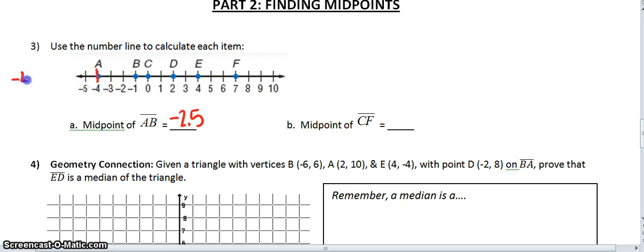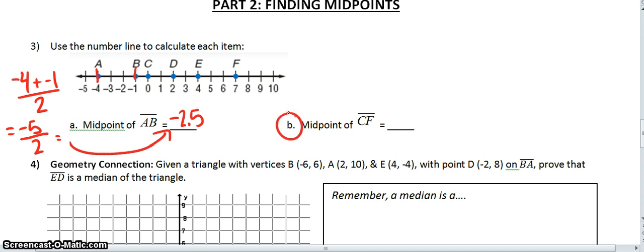Okay, now a formula for this is you're kind of taking an average. So I'm going to take -4, and I'm going to take -1 and add them, but then I want to find the middle. Middle means halfway, so I have to divide by 2. -4 plus -1 is negative 5 divided by 2. Negative 5 divided by 2 will also give you negative 2.5.